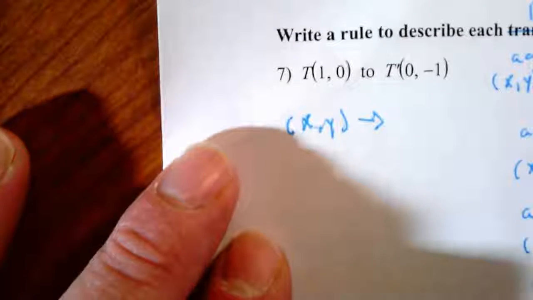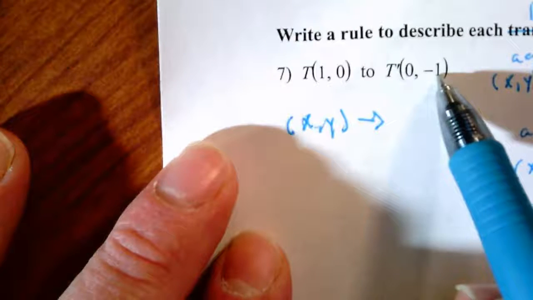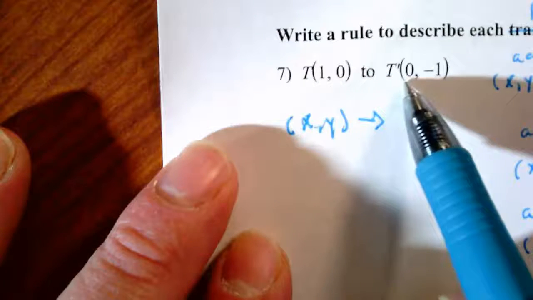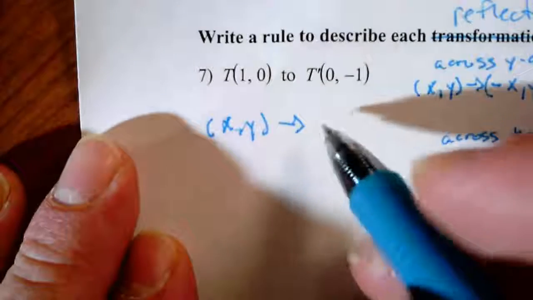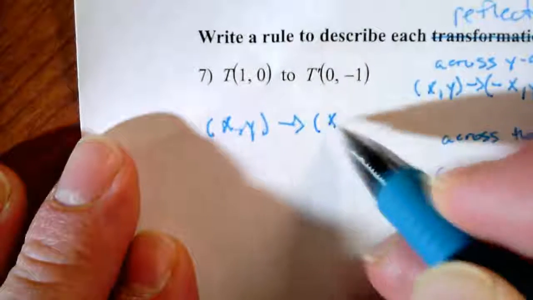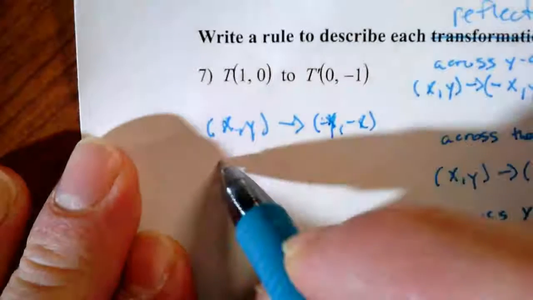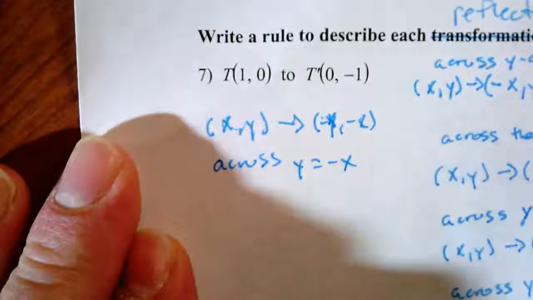Okay, so let's take a look here. It appears as though the 1 has gone over here and become negative, and the 0 has gone over here, and since there's no negative 0, I would say this would have to be the last rule. They switch positions and change signs. So this is (-y, -x), across y equals -x.